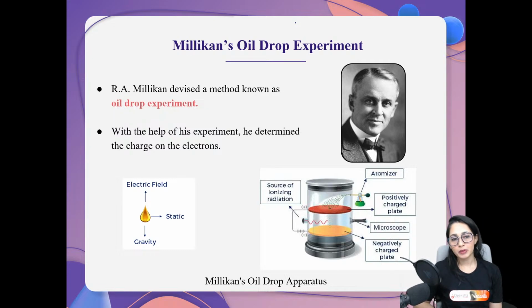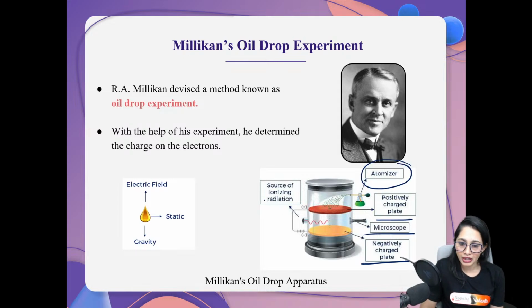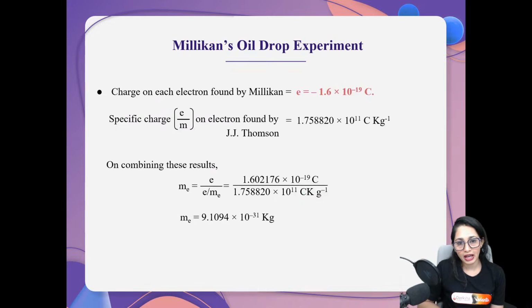What is Millikan's drop experiment? R.A. Millikan was a scientist. He conducted this experiment, so it is named after him. With the help of his experiment, he determined the charge on the electron. How? This is the Millikan drop experiment apparatus. So what did he take? He took a negatively charged plate and a microscope in order to observe the subatomic particle, and he took a positively charged plate and an atomizer and a source of ionizing radiation. Source must be there, right? Cathode ray source must be there. So what will be happening here?